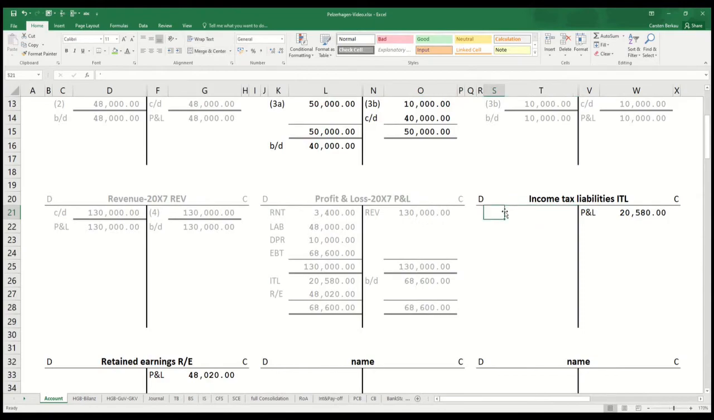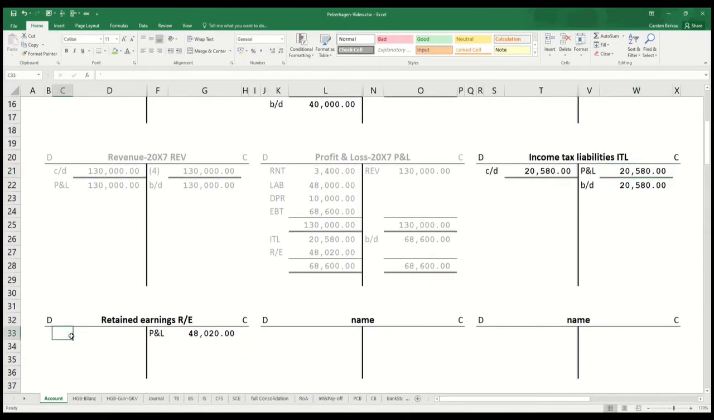Now I only have to balance off my income tax liabilities account, $20,580, brought down $20,580. I do the same for the retained earnings, carried down equals 48,020, brought down 48,020. So I mark this line here, and these are actually the recording of the accounts.